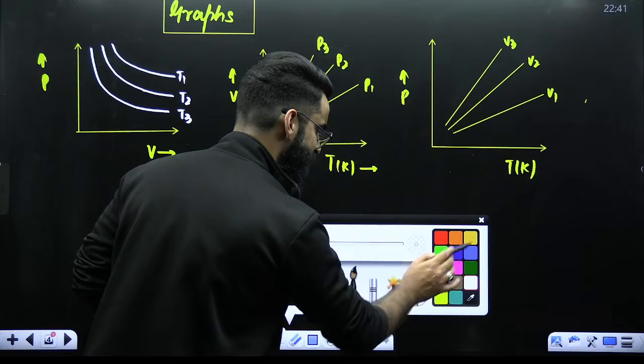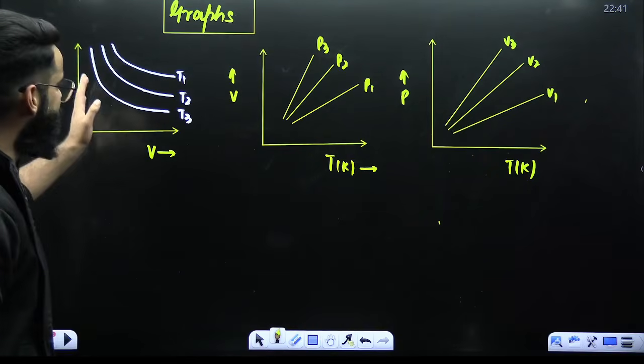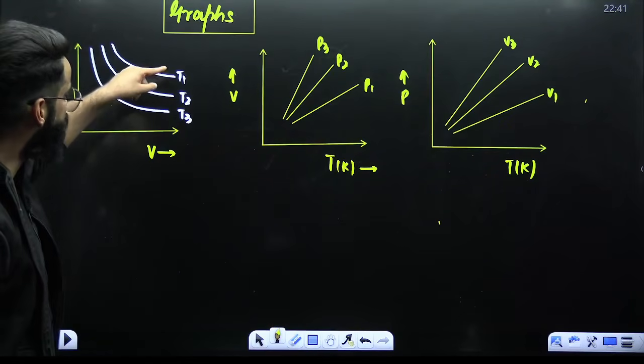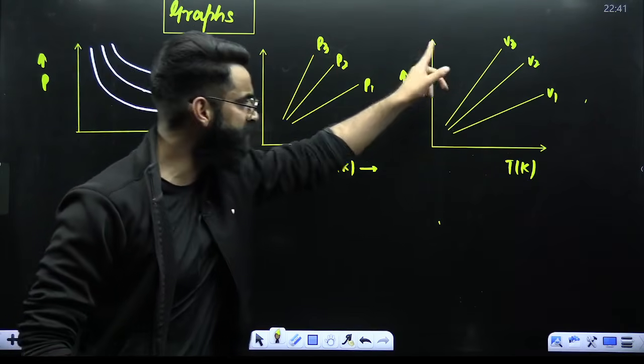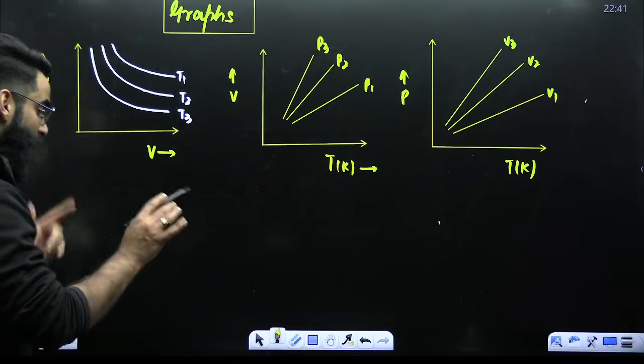The second short question which is asked in your examination, you'll be given these graphs, right? You'll have to check which temperature is more here, which temperature is less. Which pressure is more, which pressure is less. Which volume is more, which volume is less. For that, what you need to do?